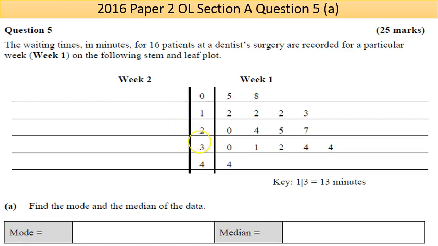The second point is, like with all the other questions, I suggest you give this question a go, maybe even by part. Just pause and restart at the end of each section. Okay, so part A here. Now we're given a stem and leaf plot.